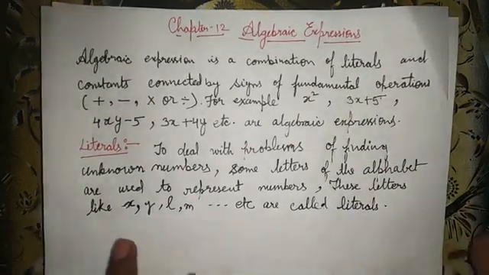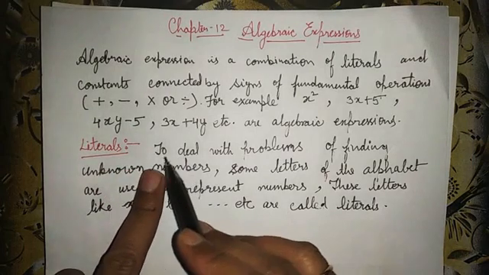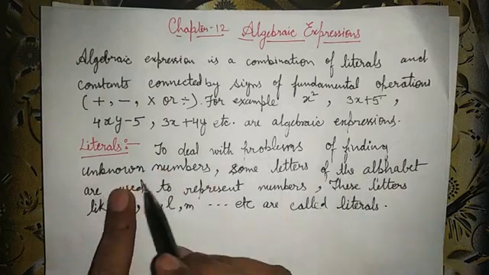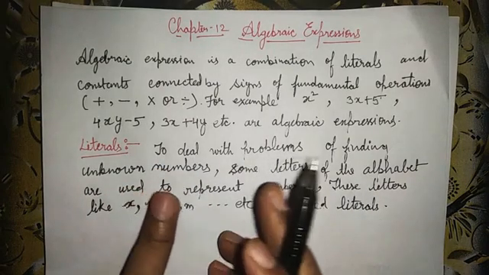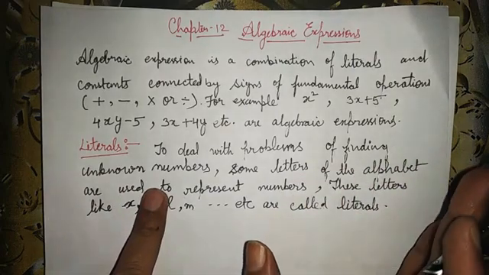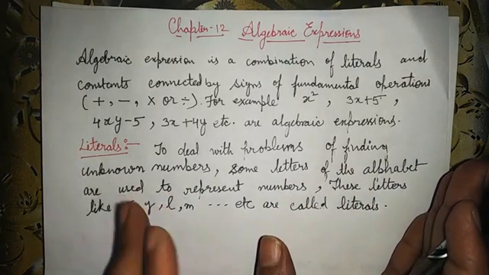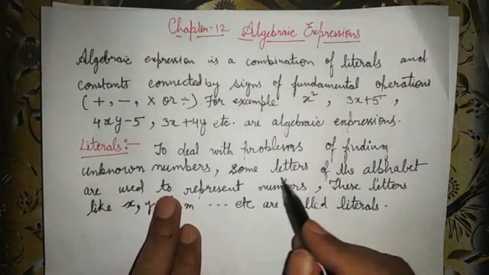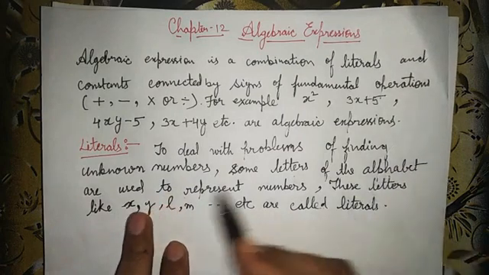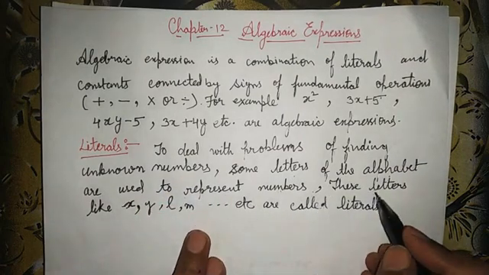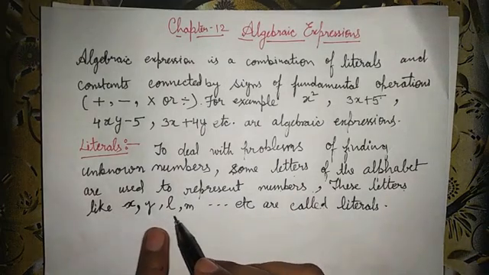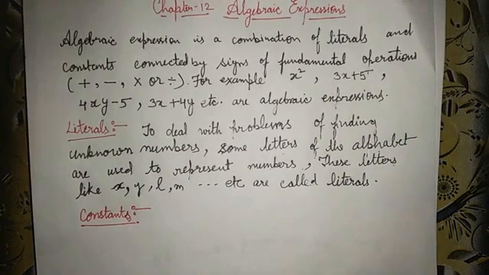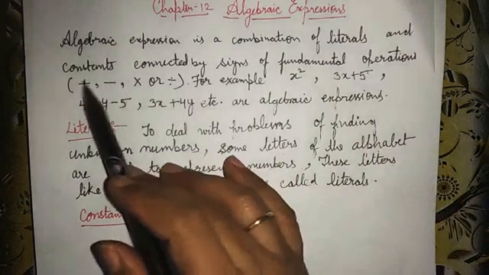So what is a literal? Children, to deal with problems of finding unknown numbers, in an equation you are assuming the unknown number using x, y, z, that thing only. To deal with problems of finding unknown numbers, some letters of the alphabet are used to represent numbers. These letters like x, y, l, m, etc. are called literals.